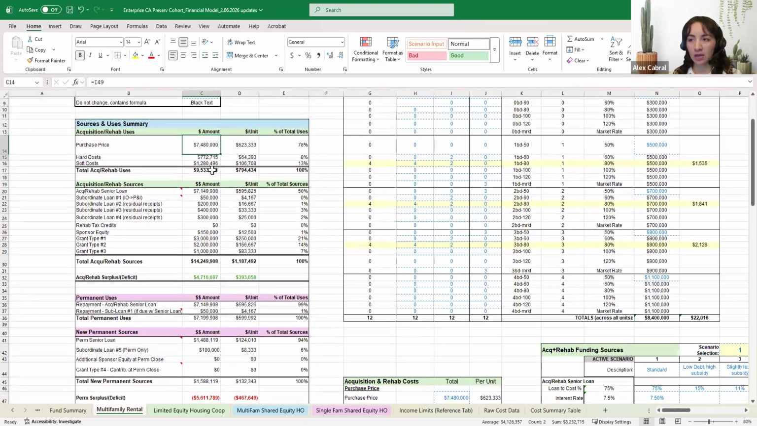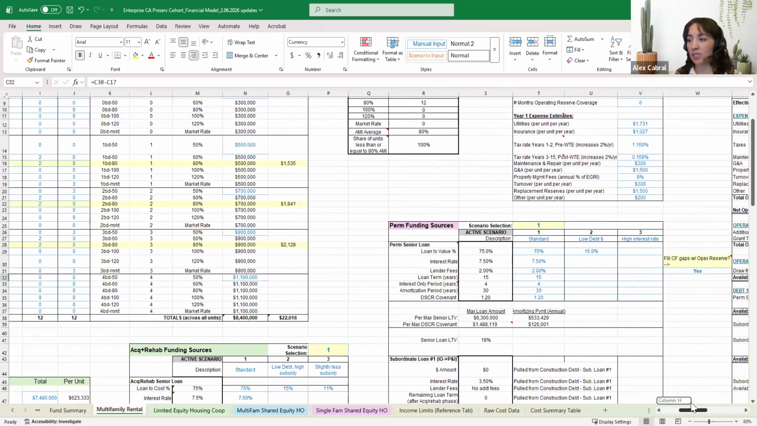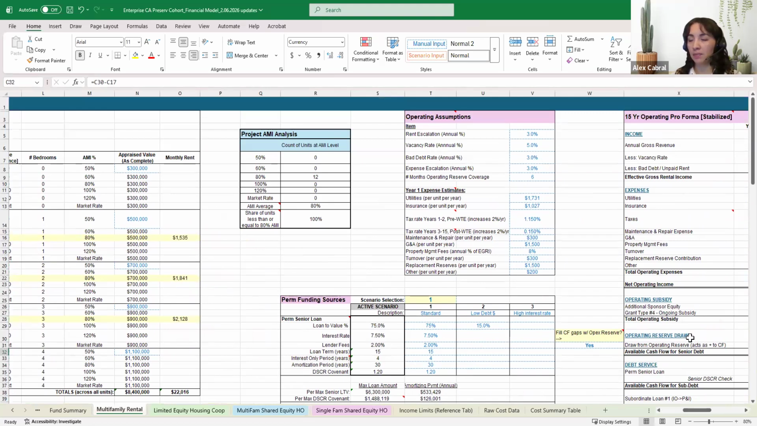But here are all of our acquisition costs and the sources and uses summary. And here are all of the sources that we just put in. Okay, so you can see that we have a bit of a surplus here. We will resolve that in just a minute. Okay, so we're still filling out all of our data. We're going to hop over here, keep scrolling to the right.